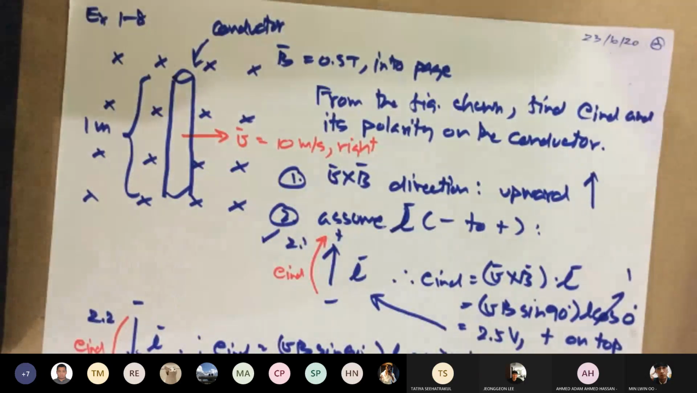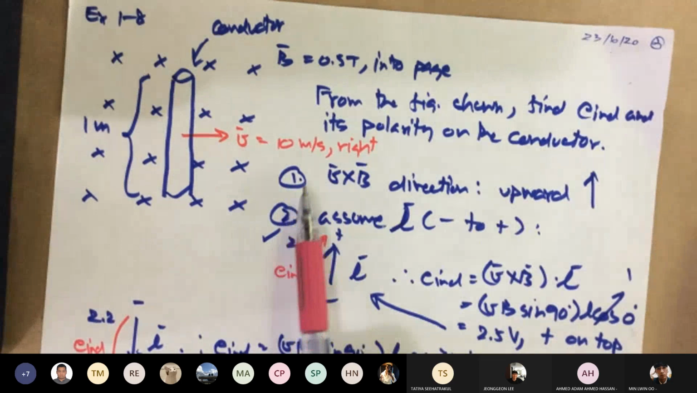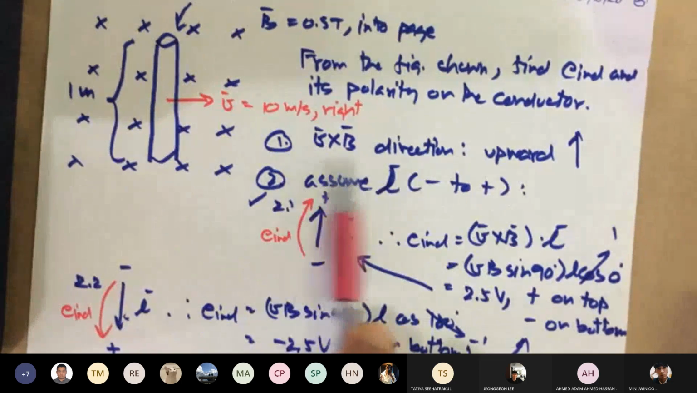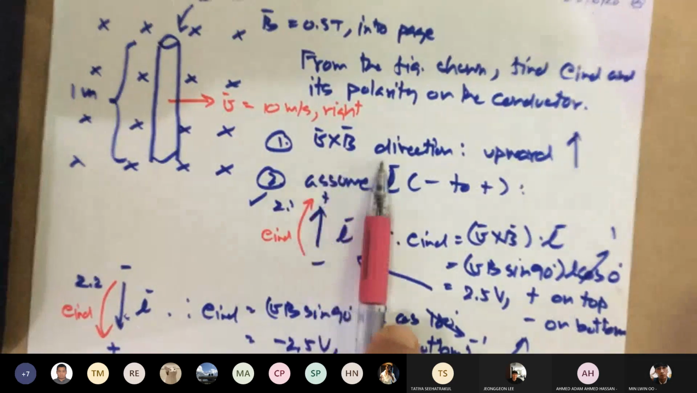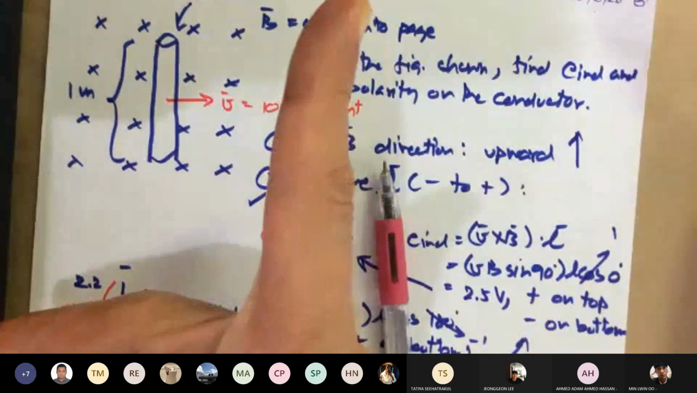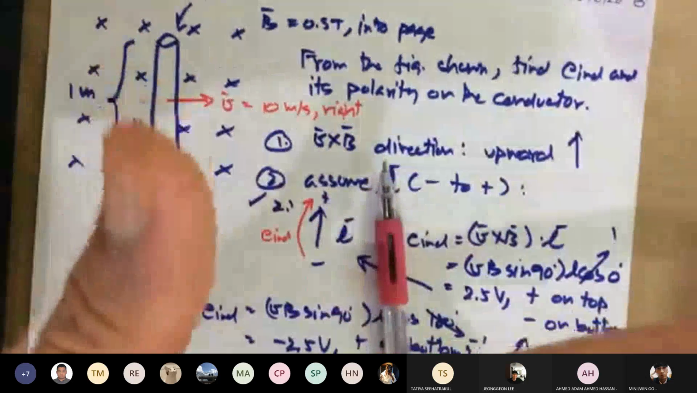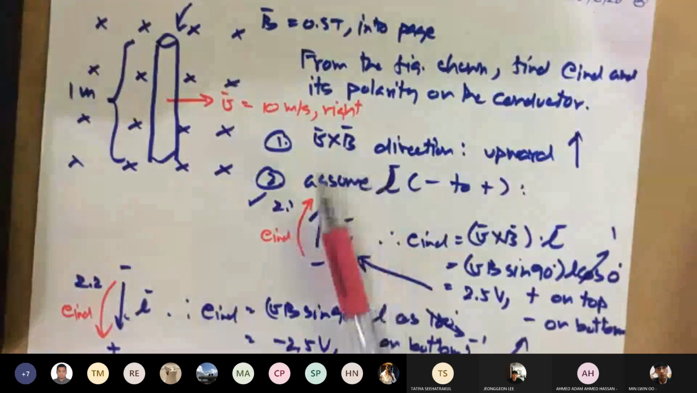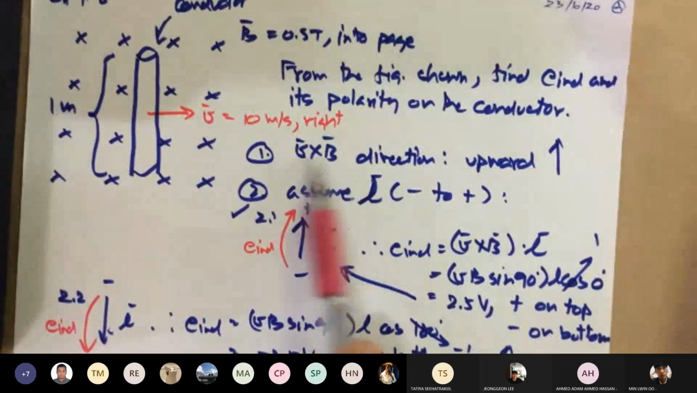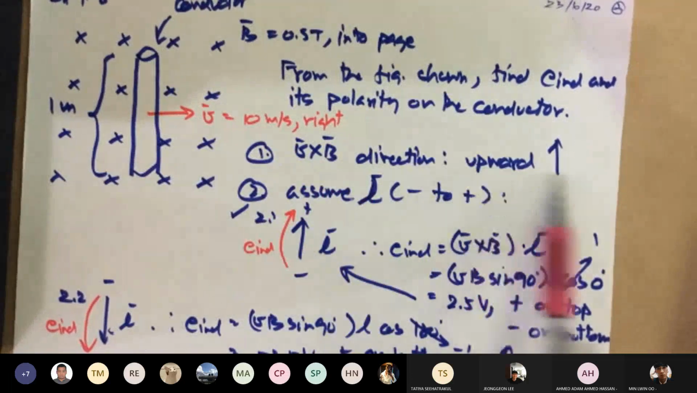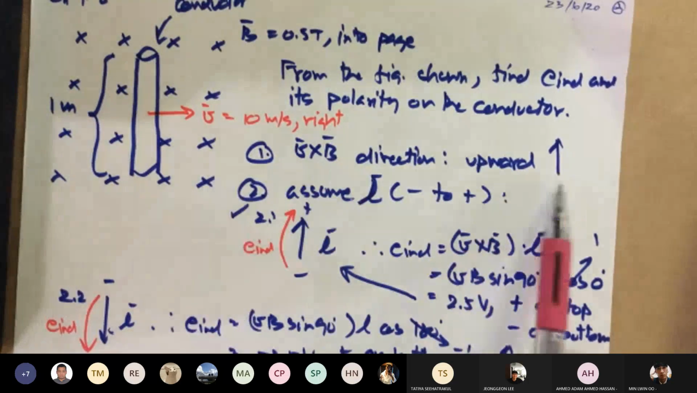Okay, two ways of doing it. First, the easier way is to find the cross product first. So step 1, find the V cross B direction. We use the right hand rule again. V, rotate this upward. So V cross B, the result of these two vectors, is in the upward direction, as shown.